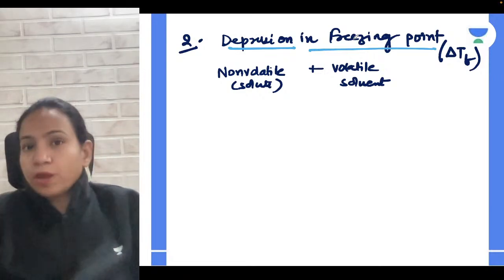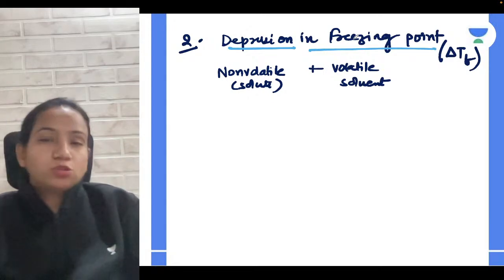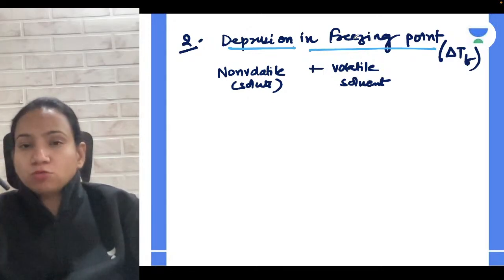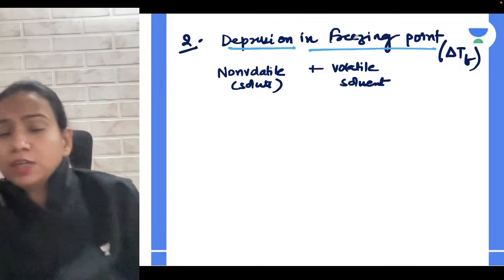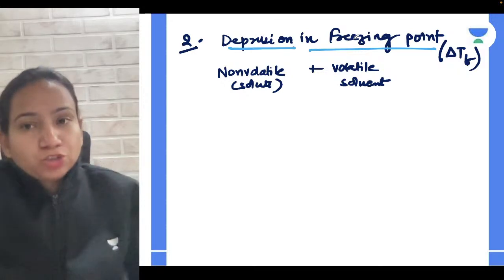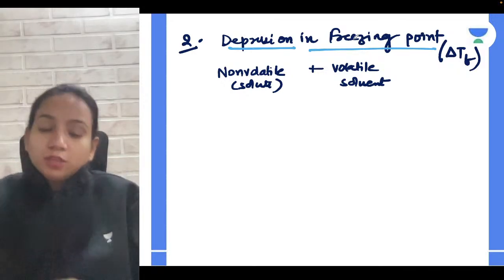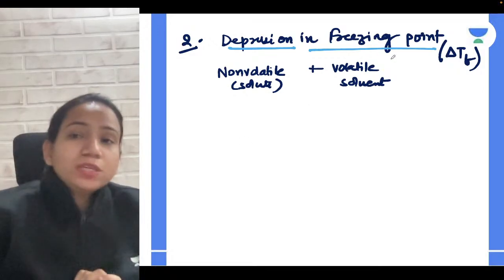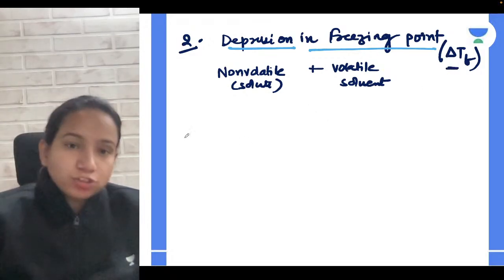Like the way it happened in the vapor pressure also. The moment you added non-volatile solute to a solvent, suppose the solvent had more vapor pressure before, it is going to relatively lower the vapor pressure. Same way here, the freezing point is going to get lowered. So how can we relate? Obviously we have to find out the change in temperature.